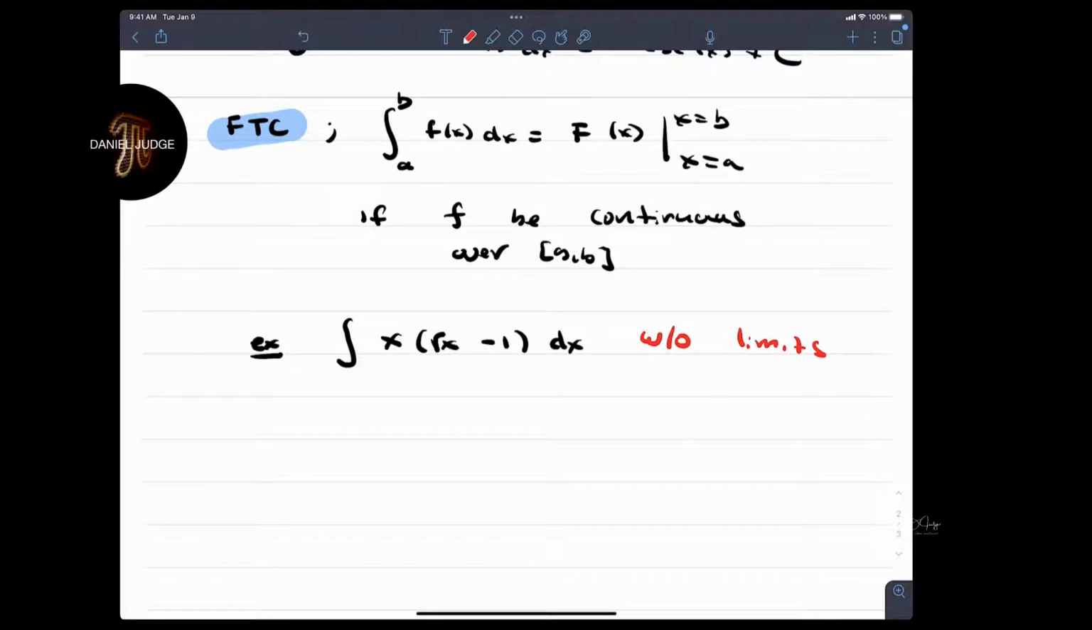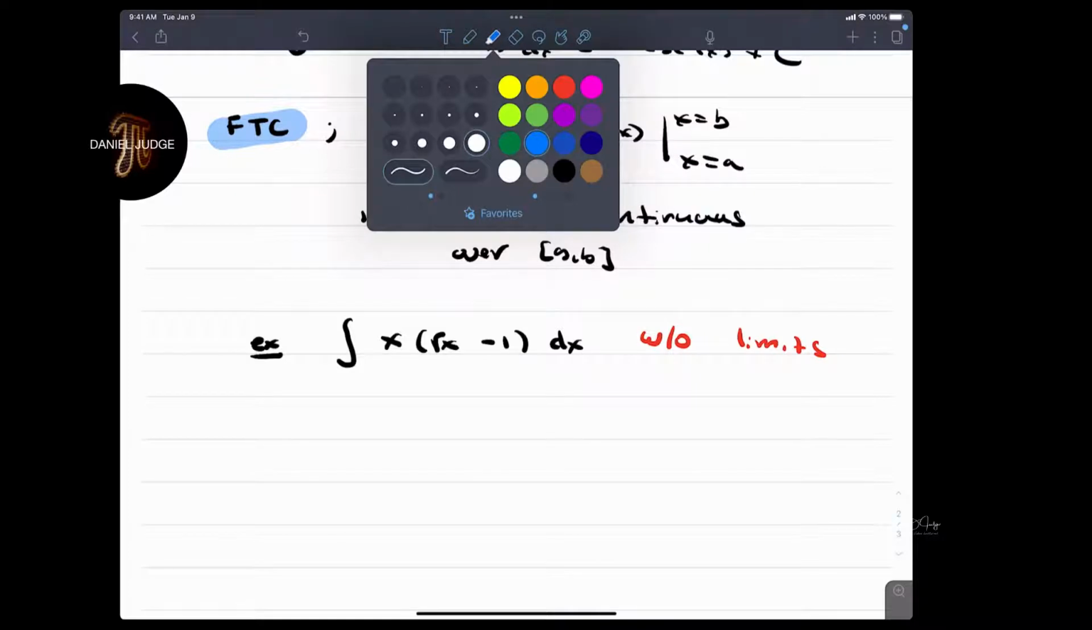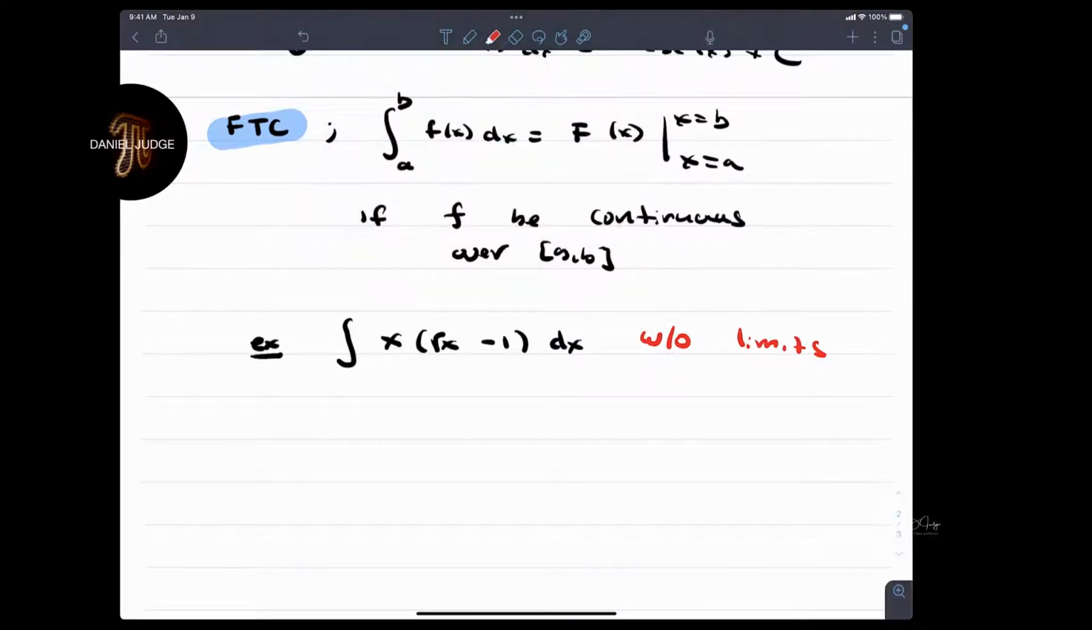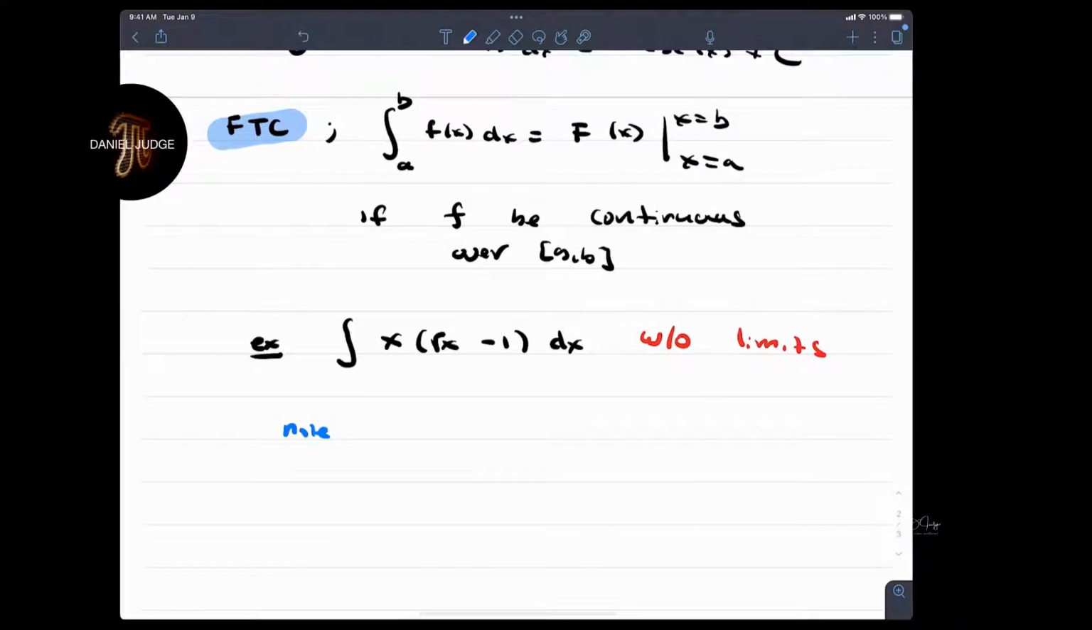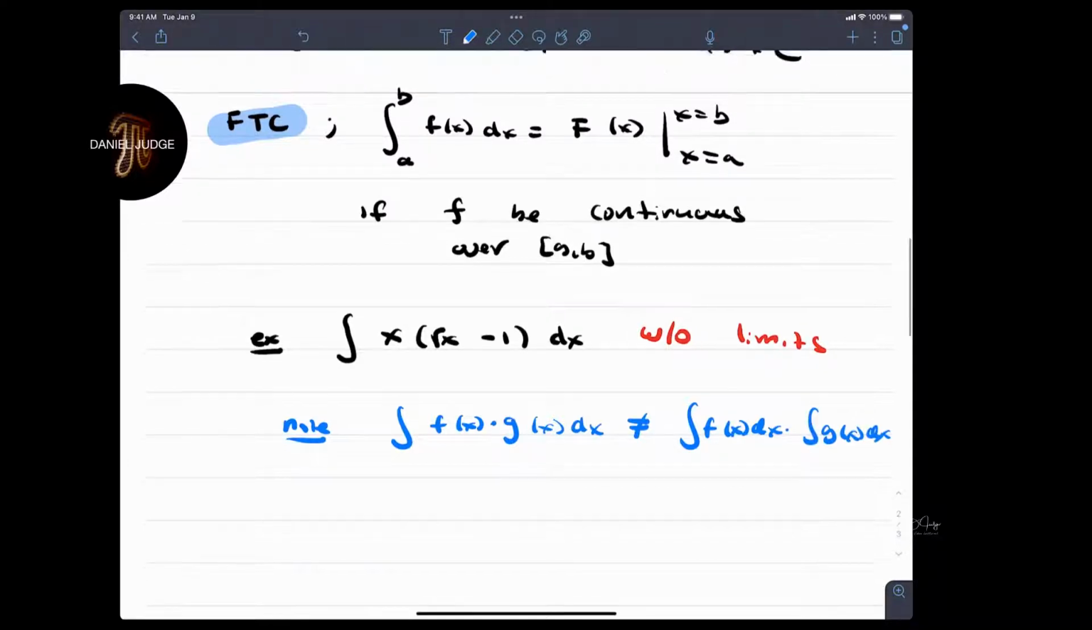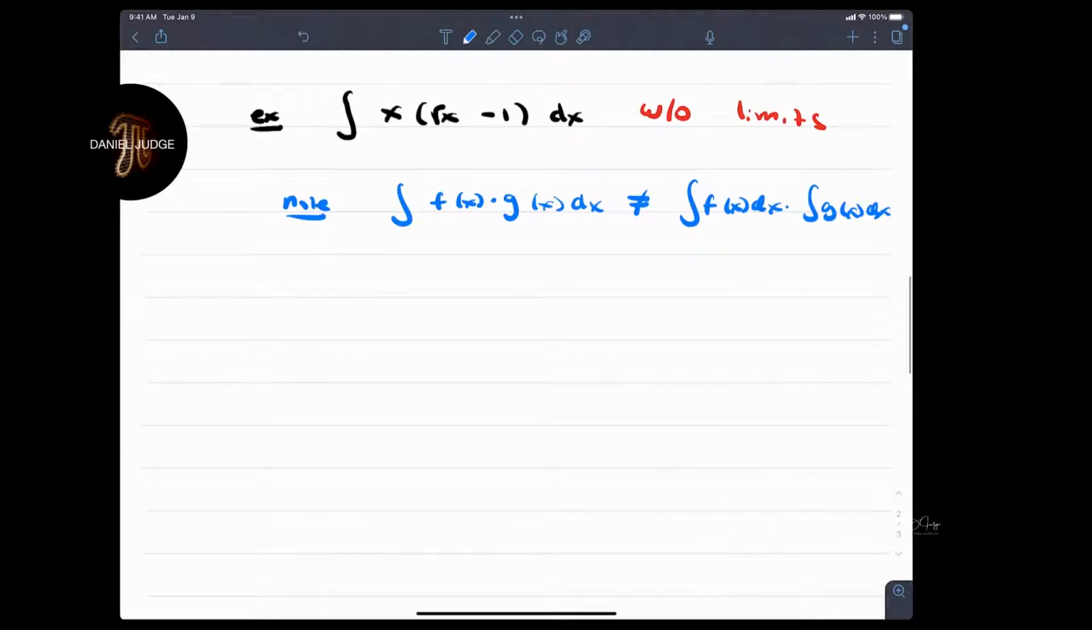So to remind people, you don't have a property here called the product rule. There is no product rule property. I want you to know something important: you can always tell somebody who hasn't done their homework. They think there's a product rule, and there isn't. There is no product rule for this kind of question.